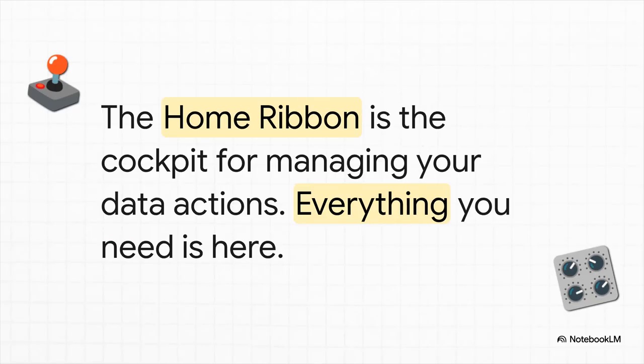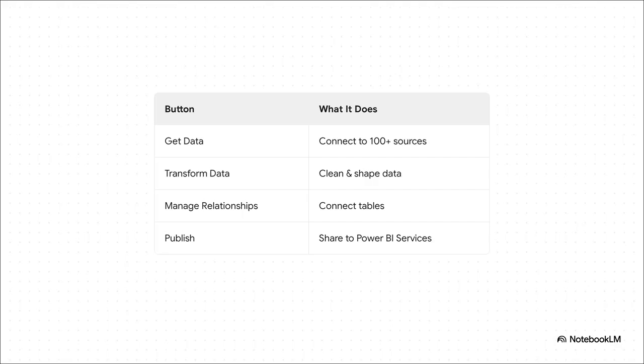And the main control panel for all of this? That's the home ribbon, right at the top. It's your command center, giving you access to basically everything you need to manage your data. Let's just highlight 4 of the big ones here. Get data is pretty self-explanatory. It's your doorway to like 100 different sources. Transform data is huge. That takes you into the Power Query editor, which is kind of like the workshop where you clean and shape everything. Manage relationships is where you build those all-important bridges between your tables. And publish? Well, that's the big red button you press when you're ready to show off your work.